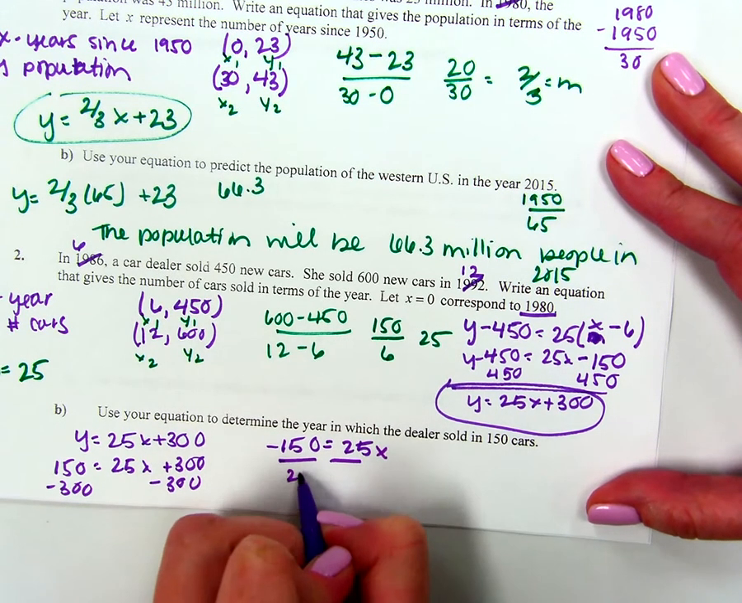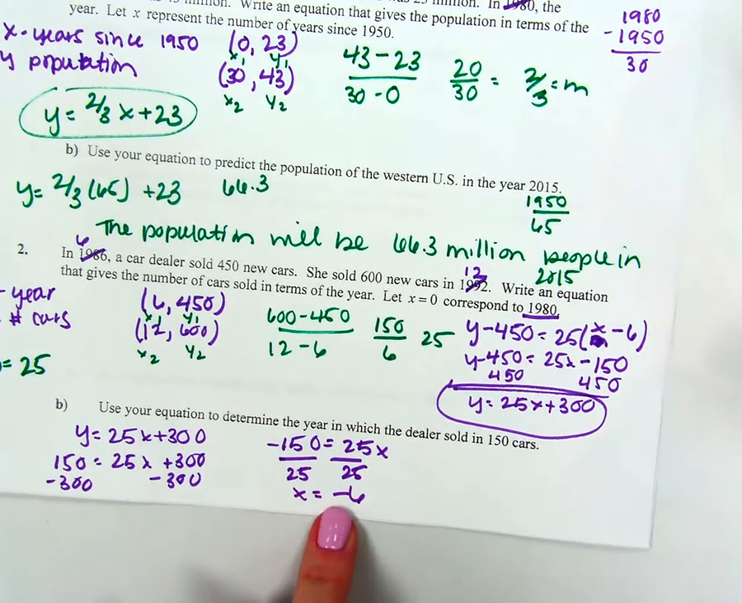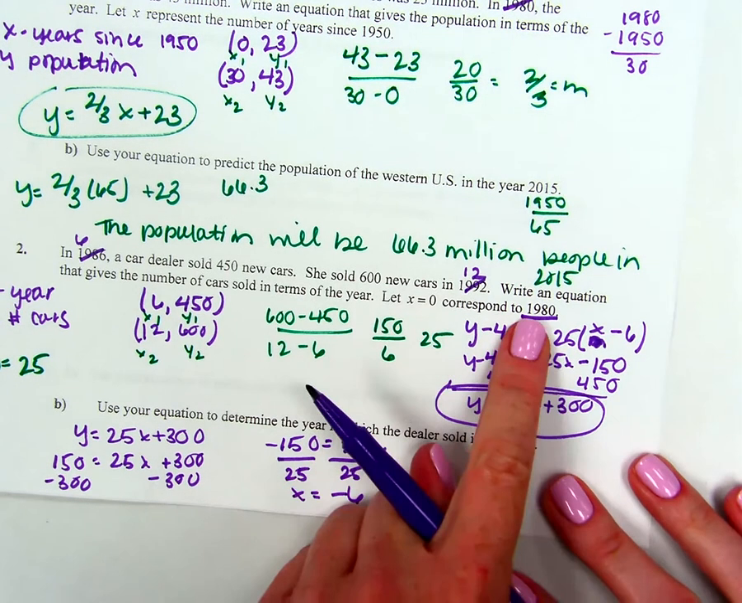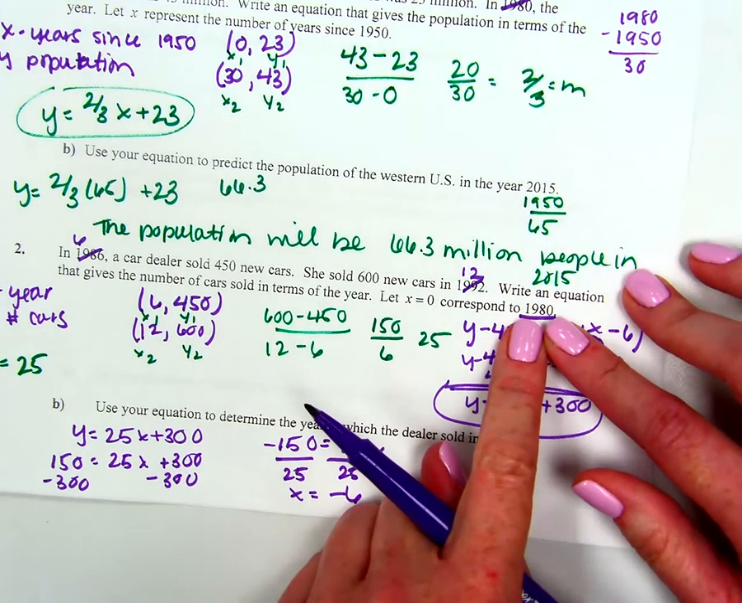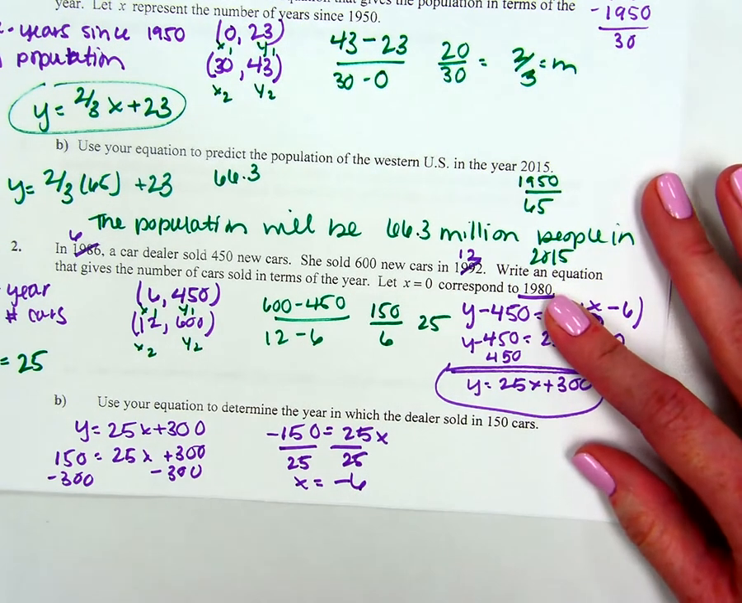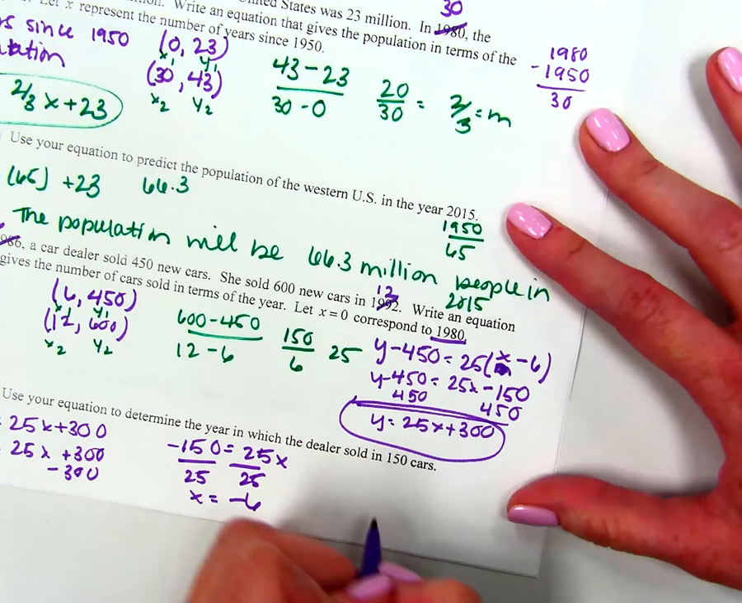So I'm going to divide both sides by 25, and I get x equals negative 6. So that's not my final answer, though, because remember, x is representing my year. So if x equals 0 corresponds to 1980, I want to take my 1980 and go back 6 years. So 6 years prior to 1980, that's negative 6 there, is going to be 1974.